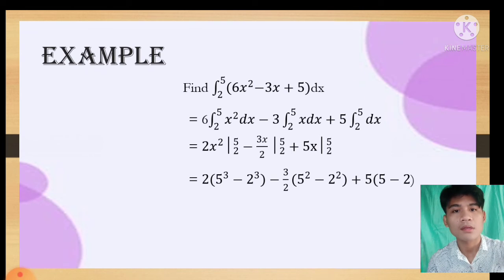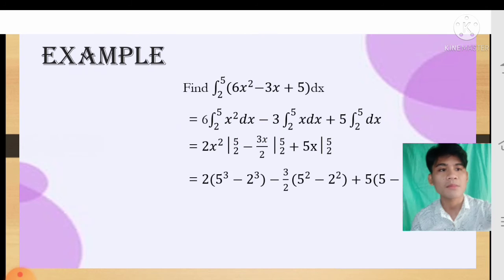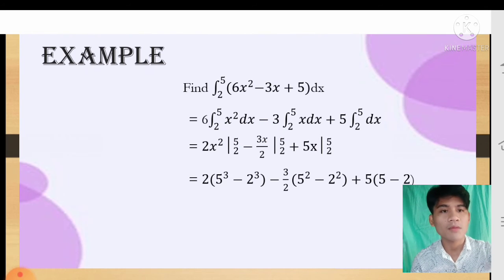Again, we have this is cube, again this is cube, and this is squared here, and here is cube. I am very sorry for that mistake. So we came up with, again, 2 quantity of 5 cubed minus 2 cubed, minus 3 over 2 quantity of 5 squared minus 2 squared, plus 5 quantity of 5 minus 2.